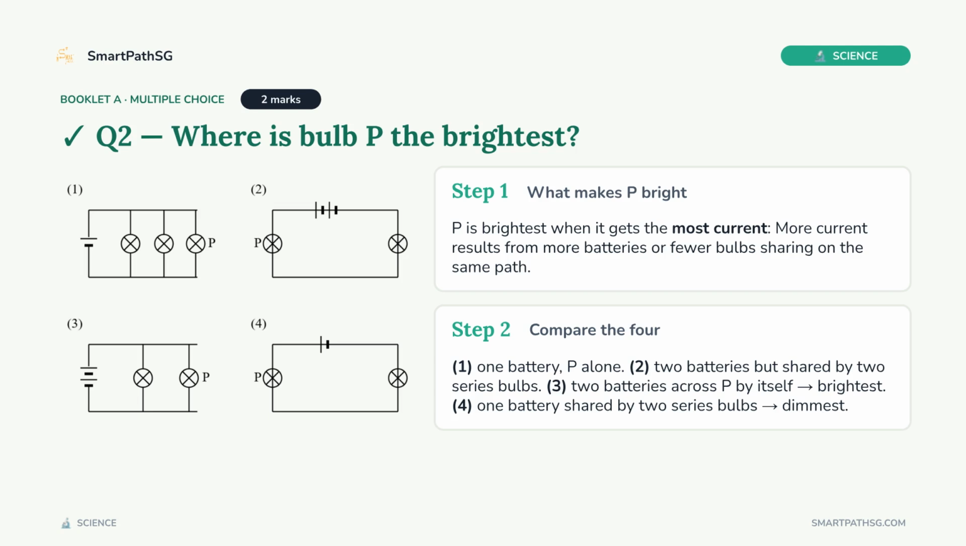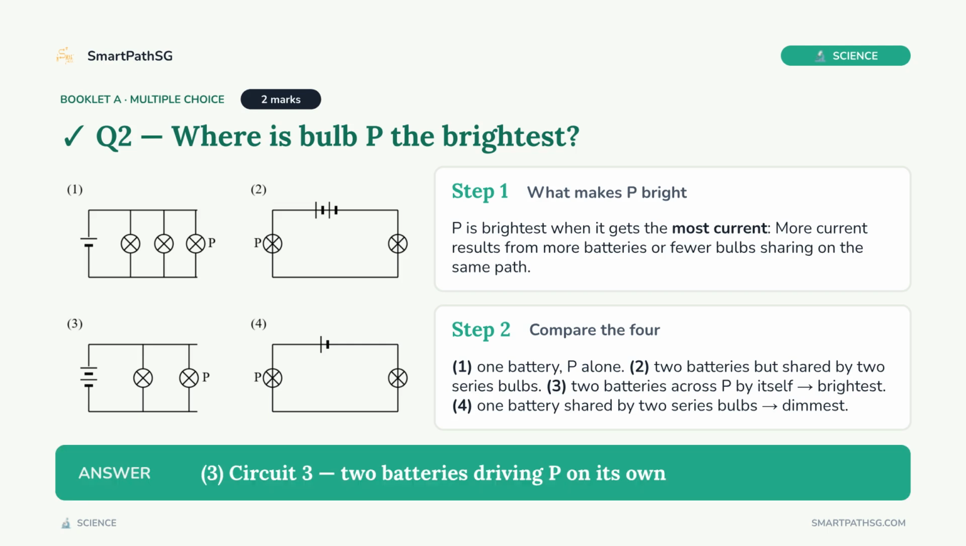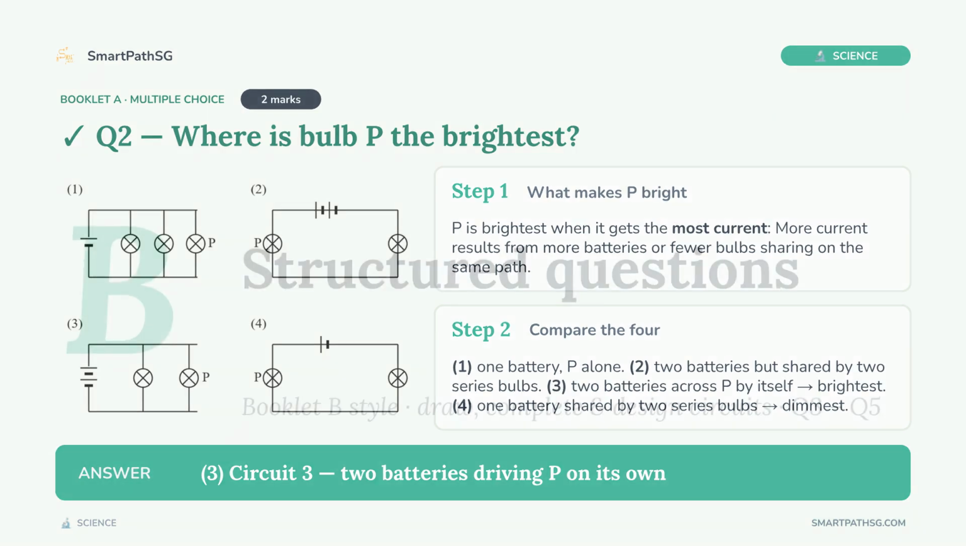Circuit 1, P is powered by one battery. Circuit 2, P shares the power of 2 batteries with another bulb. Circuit 3, P is powered by 2 batteries, so it's brighter than both 1 and 2. Circuit 4, P shares a series path with another bulb powered by 1 battery, so it's the dimmest of all 4. Therefore, answer is P is brightest in circuit 3.